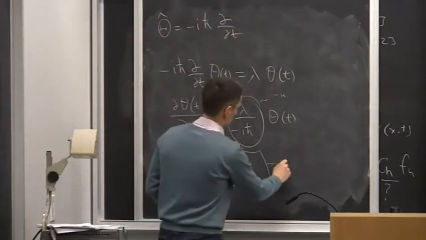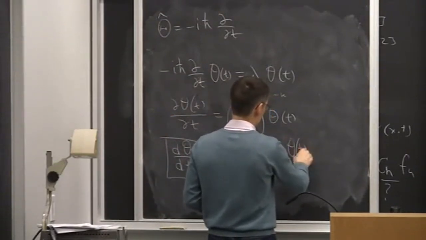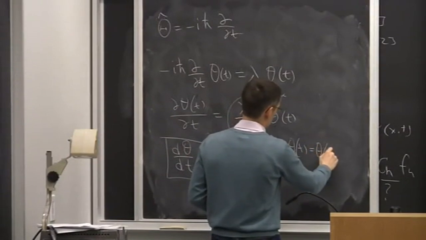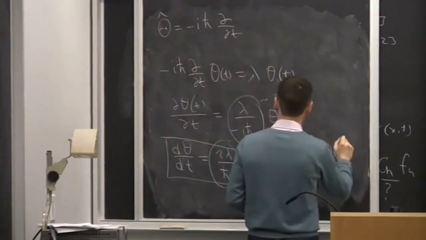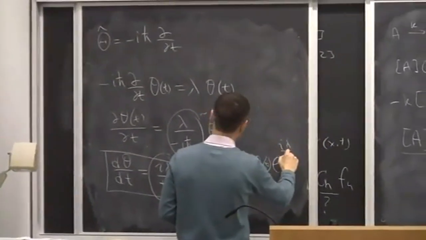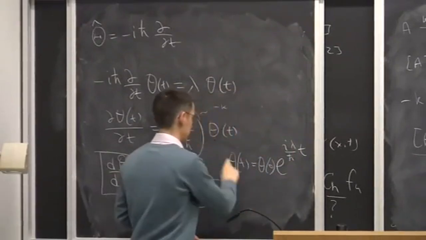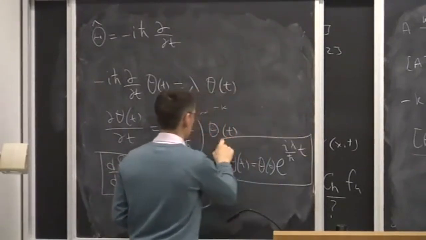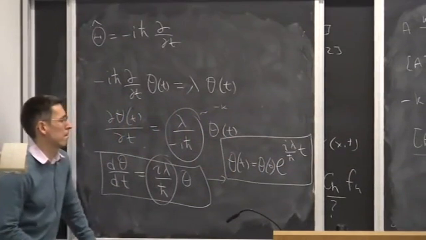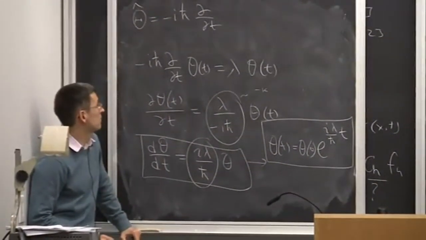So the solution of this equation is theta of t equals theta at 0, times the exponent of I lambda h bar t, right? So very simple.